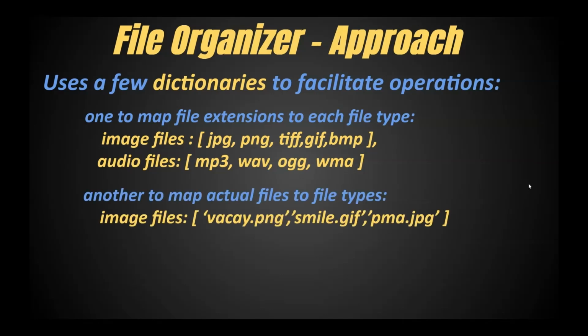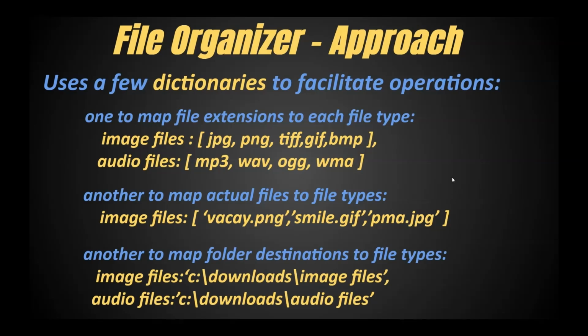The other one I'm going to use maps the actual files to file types. In all three of these dictionaries, the file type is going to be the key. So there's going to be some symbiosis there, and they're going to work together in the code. Once I round up the various files, I'm going to classify them by file type using a dictionary like this, where the key is a string and the value is a list of strings.